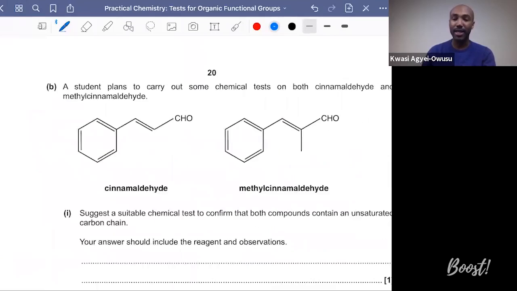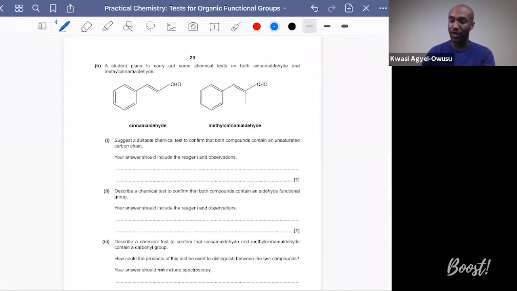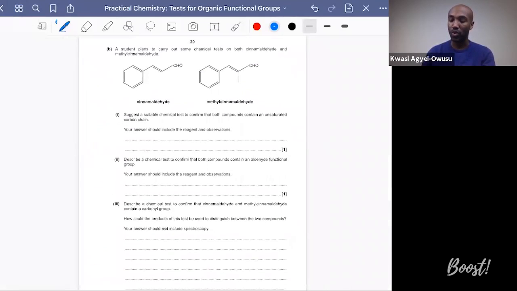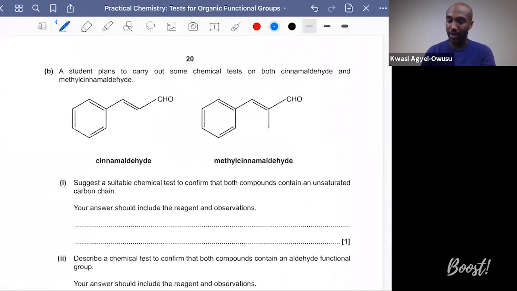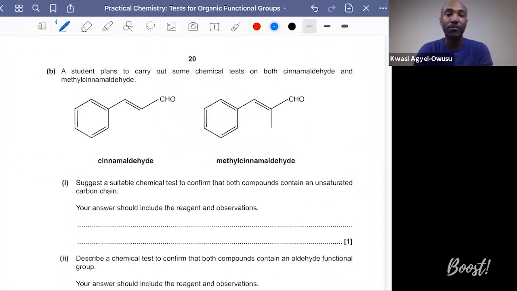So let's take a look at another question that again looks at qualitative analysis of organic groups. If we zoom in a bit more, there we go. In this question, the student plans to carry out some chemical tests on both cinnamaldehyde and methylcinnamaldehyde. Cinnamaldehyde is on the left, methylcinnamaldehyde is on the right. So just a suitable chemical test to confirm that both compounds contain an unsaturated chain.